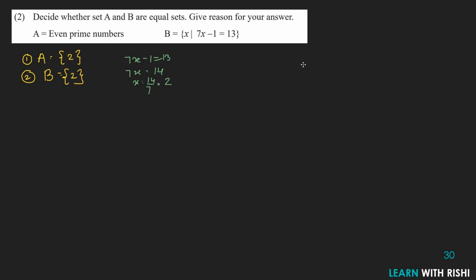So by observation, what can we write? Set A and set B are equal sets because the elements present in both the sets are equal, that is 2. Now let us move to the next question, question number 3.